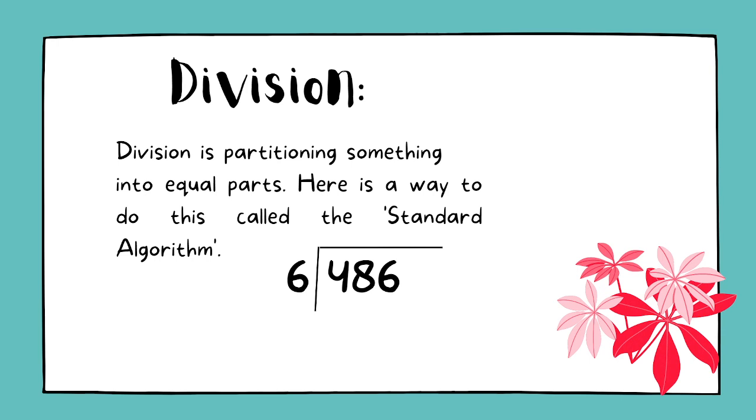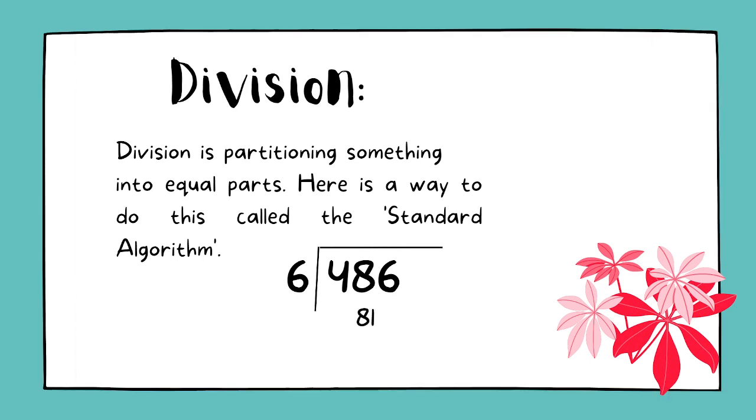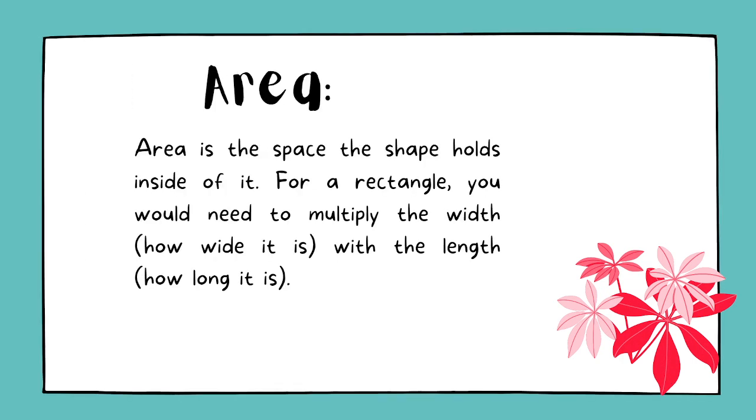48. Then you subtract 48 from 48, which is 0. And then you bring the 6 down. How many times does 6 go into 6? 1 time, right? So how many times did 6 go into 48? 8 times. So put the 8 and the 1 together. You get 81. So that's the answer. Pretty cool, huh?